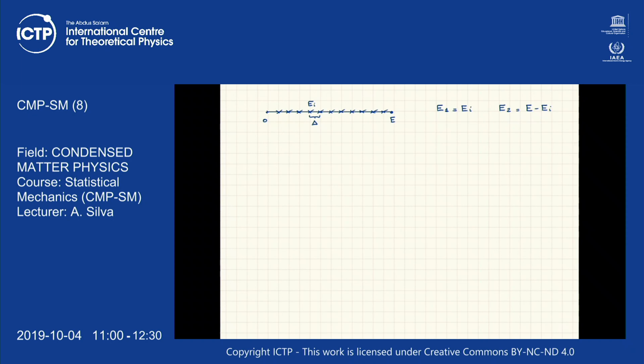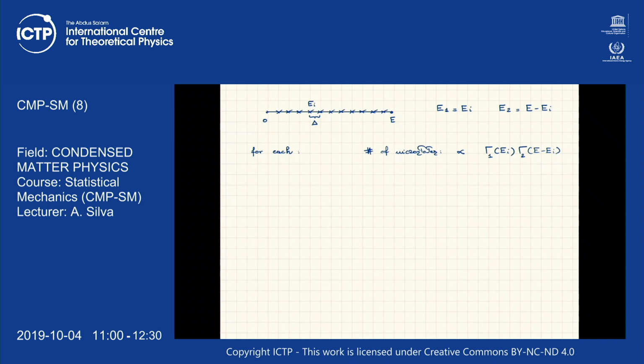And now, for each possibility, the number of microstates is going to be proportional to gamma of E_i times gamma of E minus E_i. This is 1 and this is 2. Okay? Because this is the volume in the total parameter space. Clear?